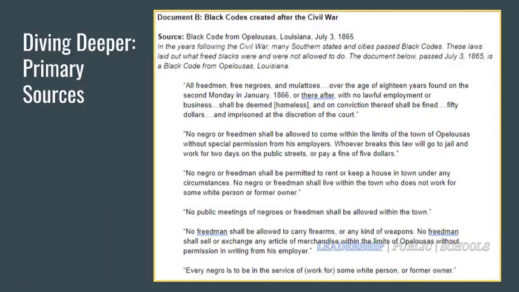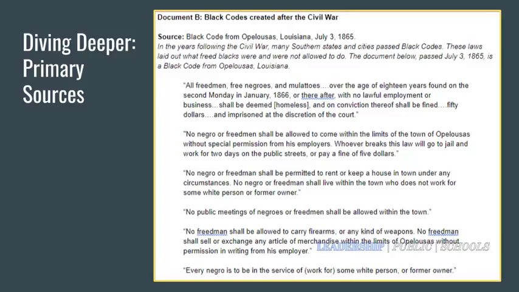Document B is from the Black Codes that were created after the Civil War. The source here comes from Opelousas, Louisiana, July 3, 1865. In the years following the Civil War, many southern states and cities passed Black Codes. These laws laid out what freed blacks were and were not allowed to do. The document below, passed July 3, 1865, is a black code from Opelousas, Louisiana.